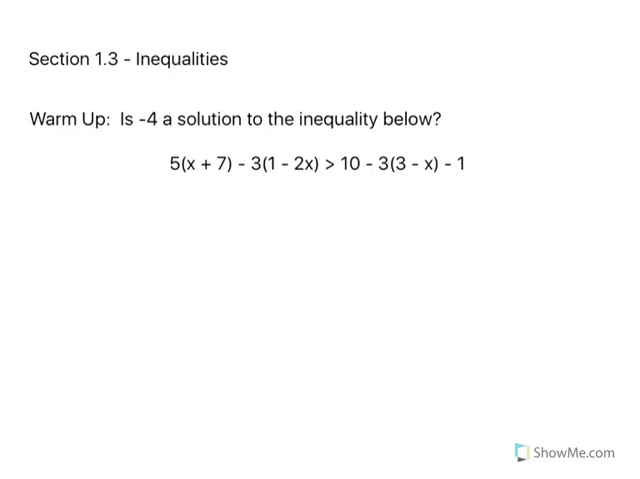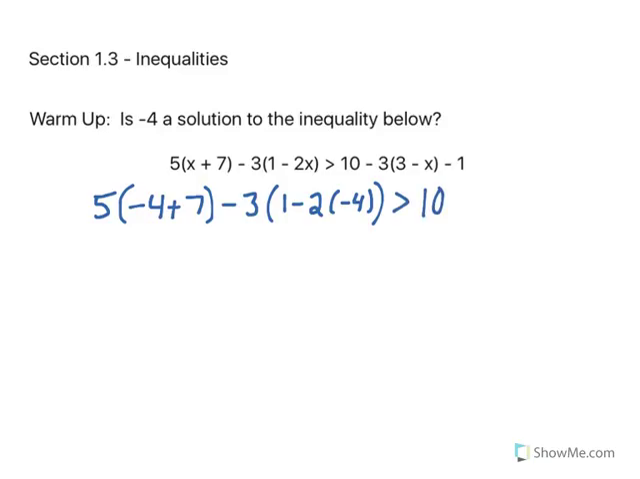So you should have the following. 5 parentheses, -4 plus 7, minus 3, 1 minus 2 times -4, is greater than 10 minus 3 parentheses, 3 minus -4 becomes plus 4, minus 1. If you go through and start simplifying that down, if you get a true statement, then it is a solution. And if you get a false statement, then it's not.